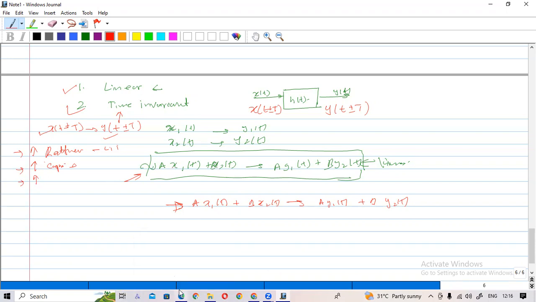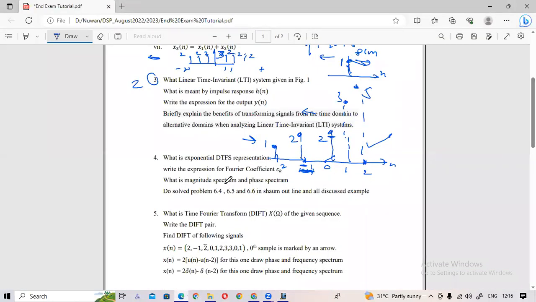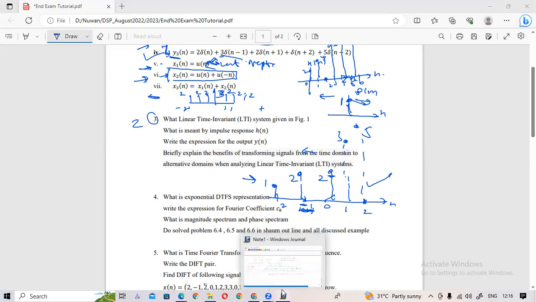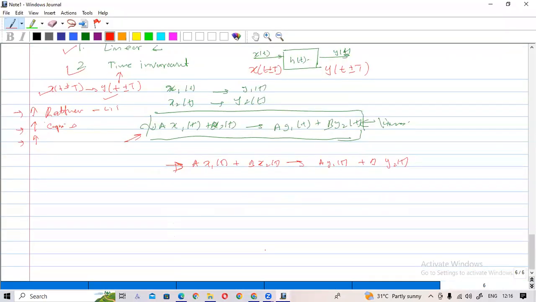Next one. What is meant by impulse response, h(n)? Okay, so what is impulse response? These are actually discrete systems, no? So instead of this t, you can put n.